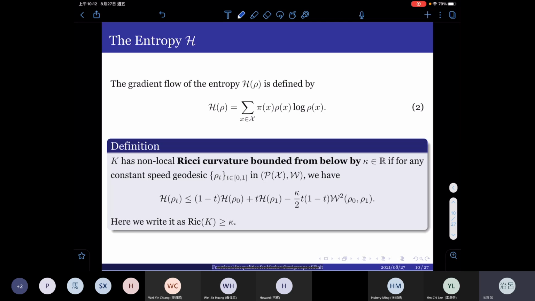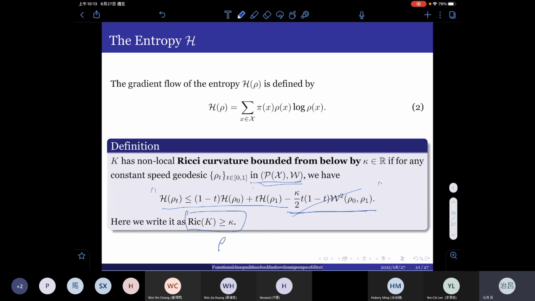If we say Markov kernel K has non-local Ricci curvature bounded from below by kappa, it means that for constant-speed geodesic rho t in this space, we have this convexity condition if kappa equals 0, and if kappa is non-zero, then we have this correction term. And we usually write it as Ricci curvature of K greater than or equal to kappa. That means this inequality. If we omit this term, then we may say this is a convexity condition.